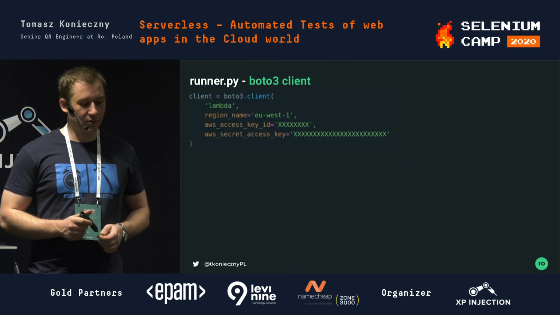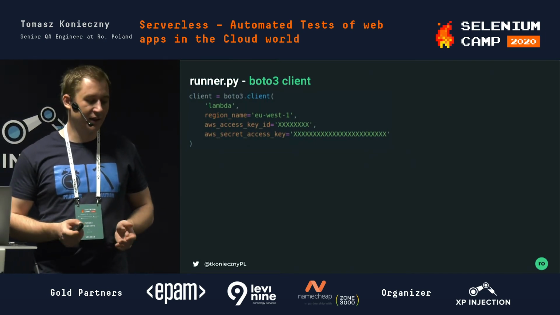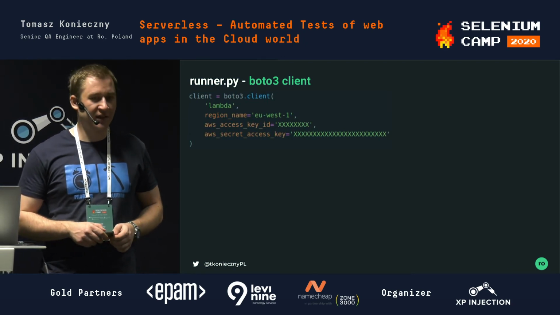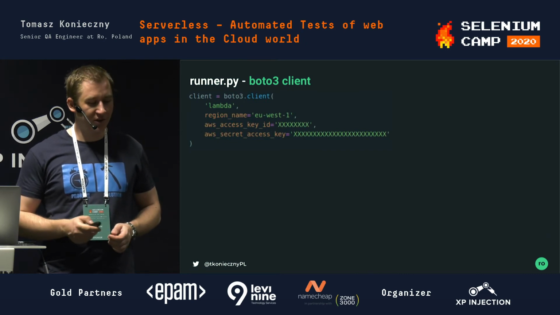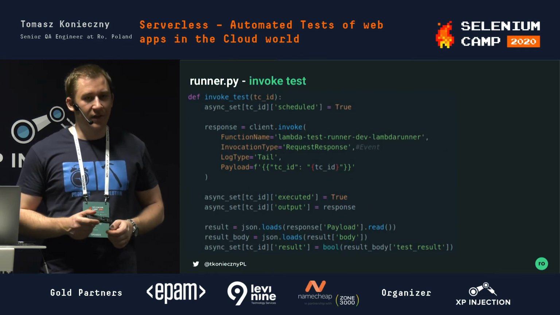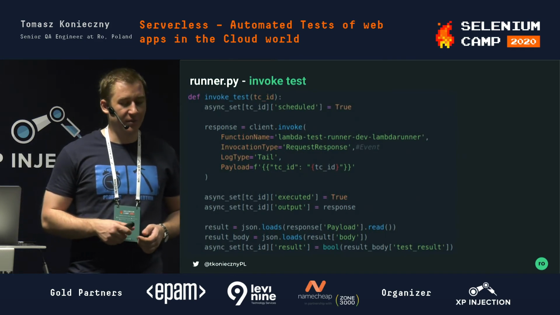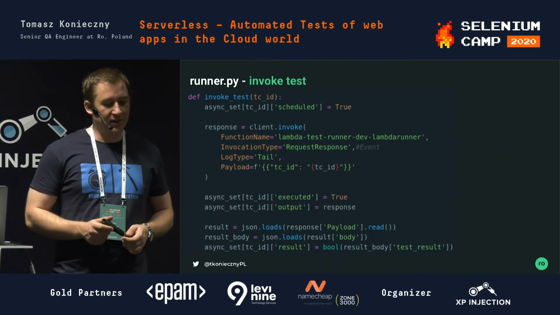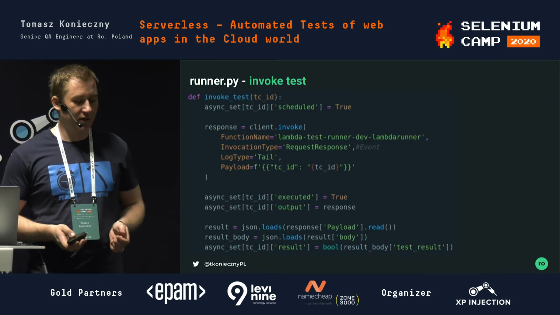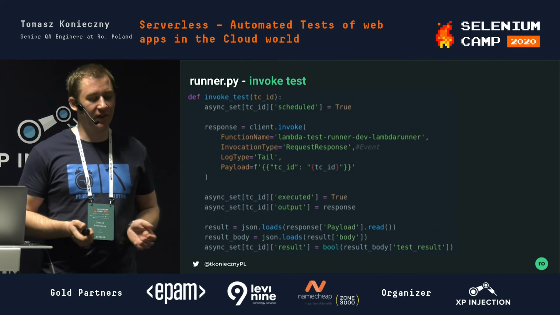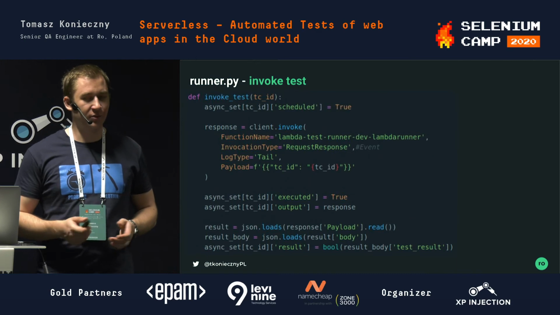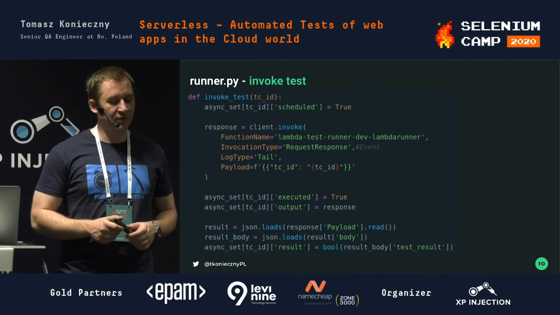And then we will define our Lambda function, access keys, settings, etc. So AWS access key, secret, region, our function, etc. And then our invoke test method that will actually invoke a specific Lambda test. So in this case, we can pass a test case ID parameter here. So based on that, it will execute one function with a specific test case. So it will mark the test case as scheduled. So it will be triggered. Then it will actually invoke our function.